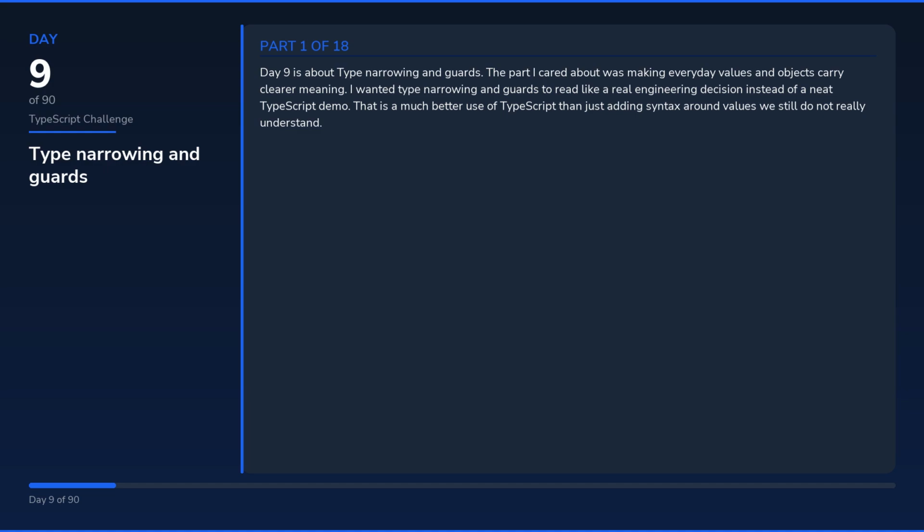Day 9 is about type narrowing in guards. The part one cared about was making everyday values and objects carry clearer meaning. I wanted type narrowing in guards to read like a real engineering decision instead of a neat TypeScript demo. That is a much better use of TypeScript than just adding syntax around values we still do not really understand.